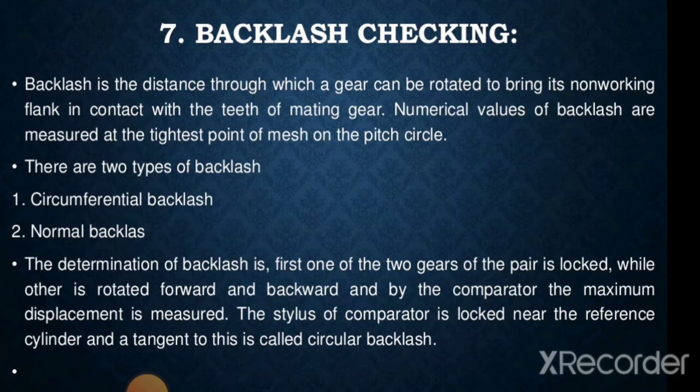Hence it is recommended that when a designer, a user or a purchaser includes a reference to backlash in a gearing specification, consultation must be arranged with the manufacturer, as it is very hard to determine backlash. Generally for spur gears the normal backlash is equal to the circular backlash multiplied by the cosine of the pressure angle. This is the formula for backlash of a spur gear.